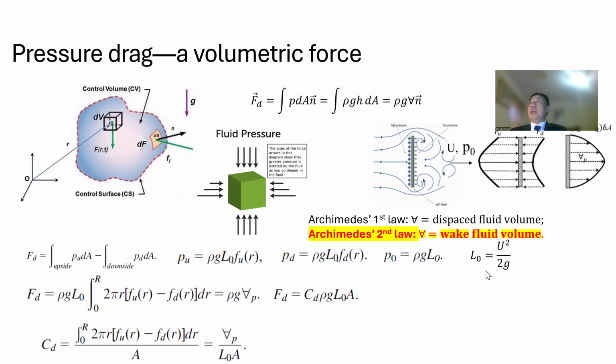Multiplied by this one is this wake. So we get the second Archimedes law. This one becomes the wake fluid volume. So our law will say that the larger the wake volume, the larger the pressure drag force. Both of them follow the same formula, and Archimedes' principle becomes a special case of this formula.